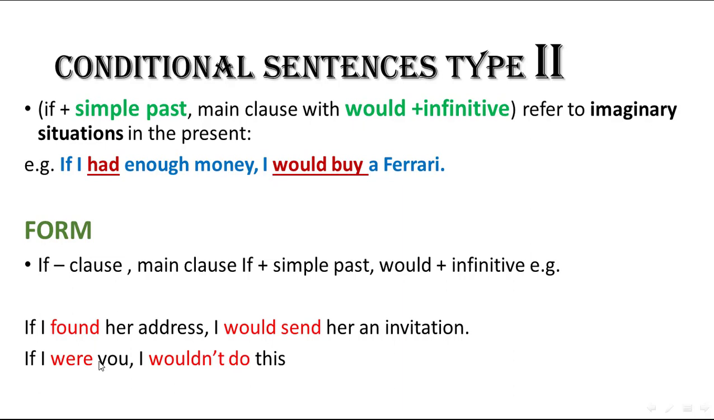If I were you, so I did not say if I am you, because I need to use the past simple. I wouldn't do this. We have would or wouldn't. It makes no difference between the negative and the affirmative. It is not something to worry about, my dear students, and we used do in the infinitive form. If I were you, I wouldn't do this. I am not you, so I will not do this.